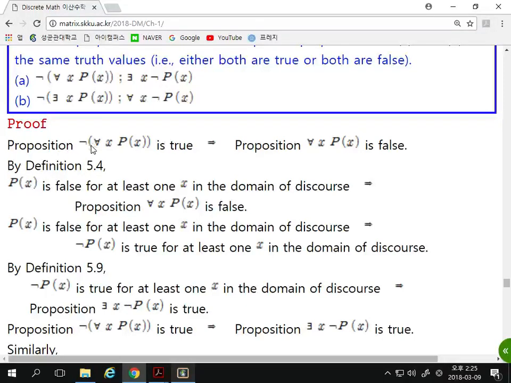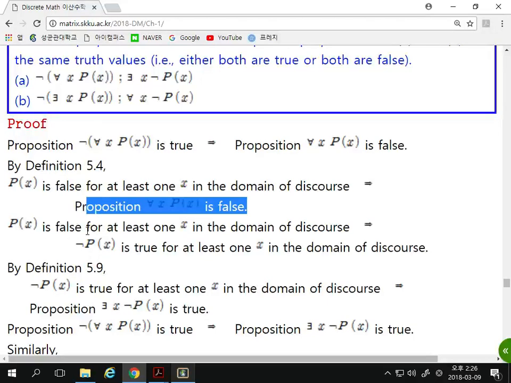Suppose this proposition is true. Here we just follow the negation. If this is true, then when you drop the negation, the proposition itself should be false. So by the definition, P of x is false for at least one x in the domain of discourse. So the proposition "for all x, P of x" is false. Okay.